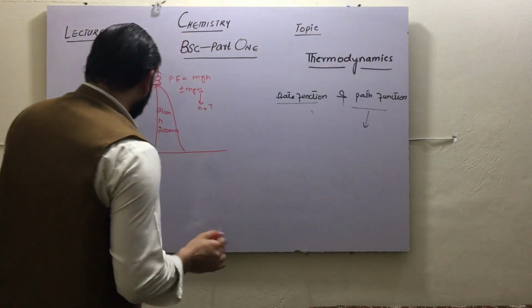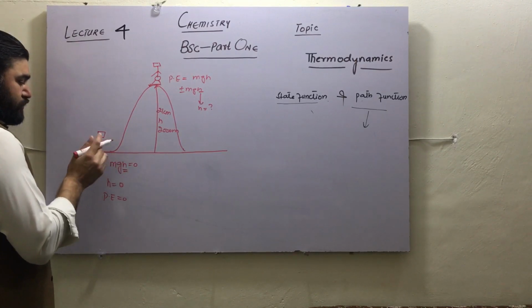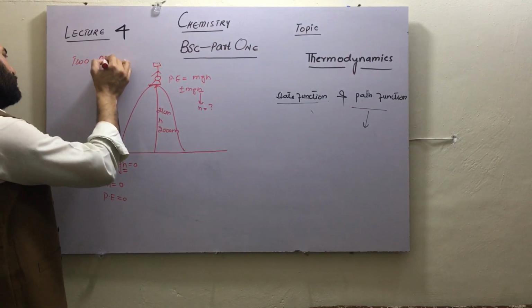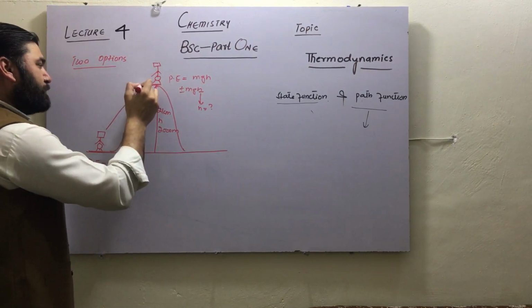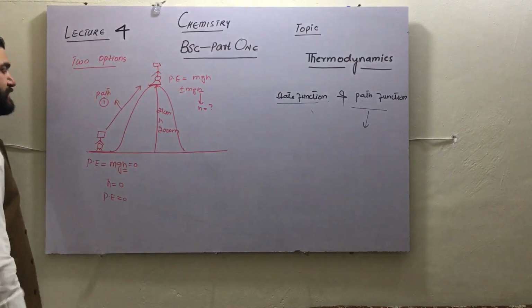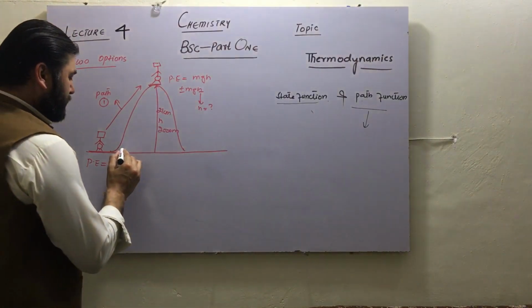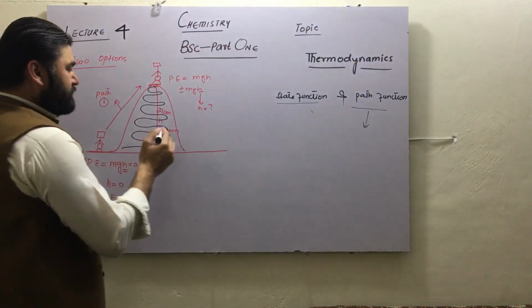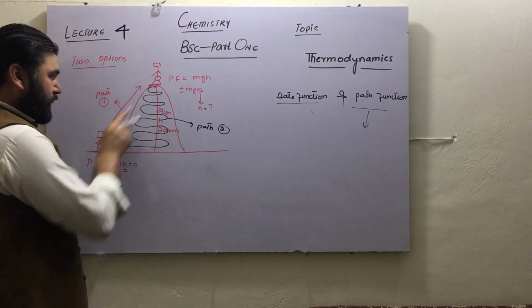Now, what is a path function? Suppose somebody asks you, okay, take this from here to here. So I have two options. What are the two options? Either I push it so it reaches from here to here, okay. So this is called path 1. One way is that I lift it from here and it comes straight here. The second way is that I keep taking it around, the way people in Rawalpindi and Lahore take you around in a taxi, going around like this to bring you here. Now this is path 1 and this is path 2. This is direct. This is an indirect method.